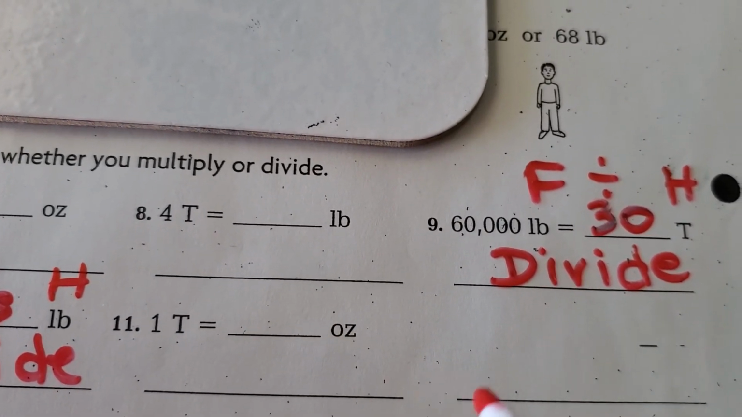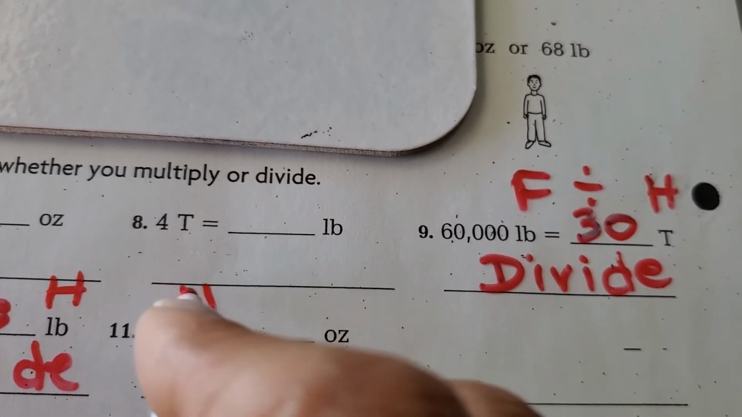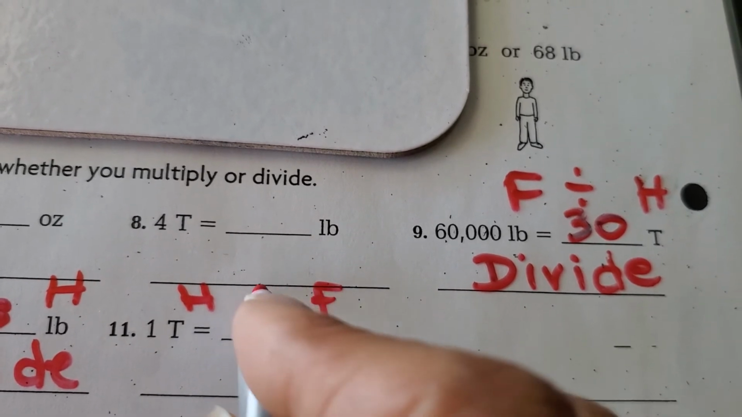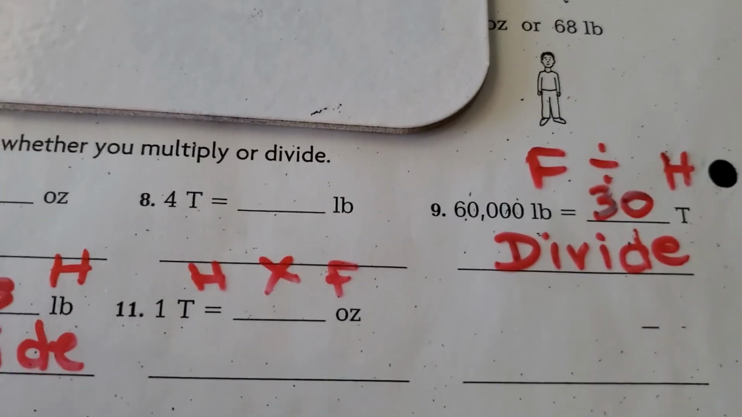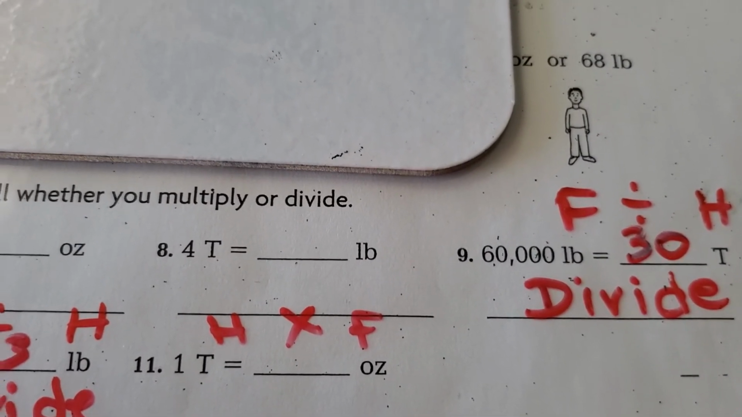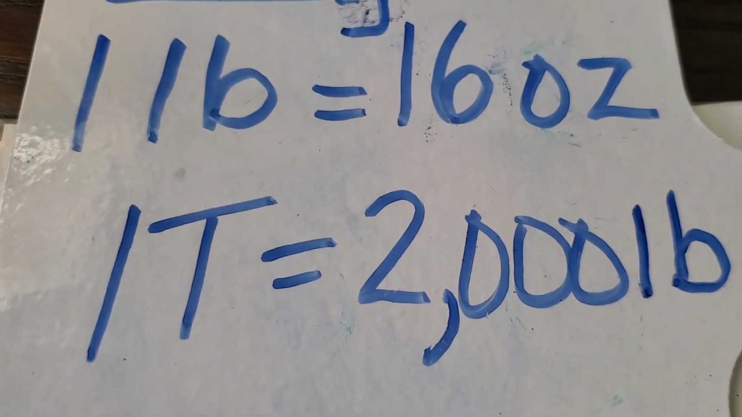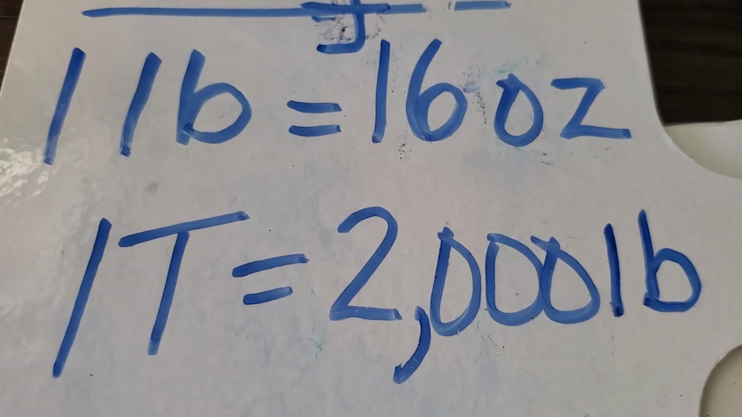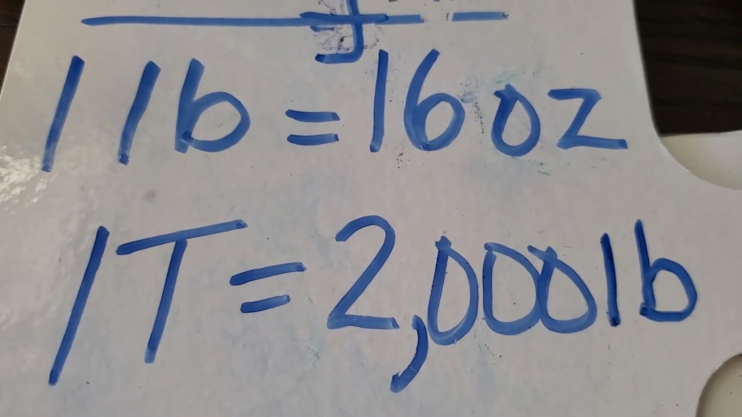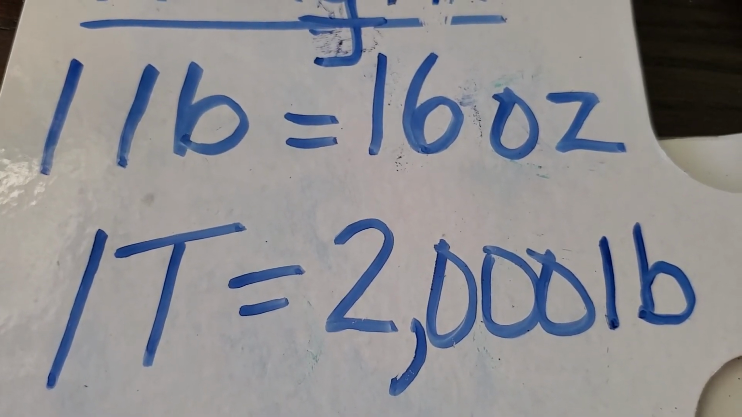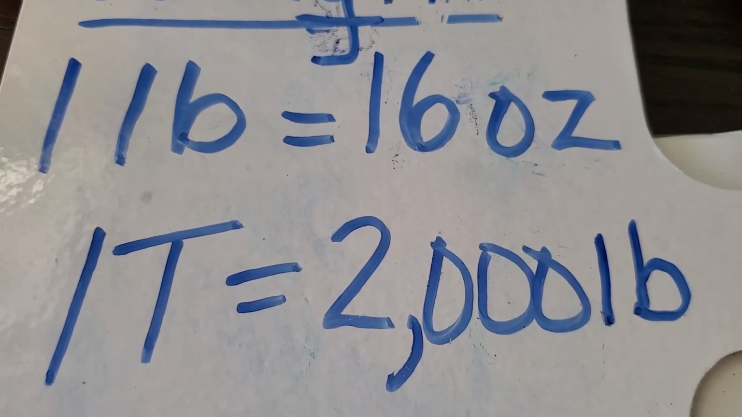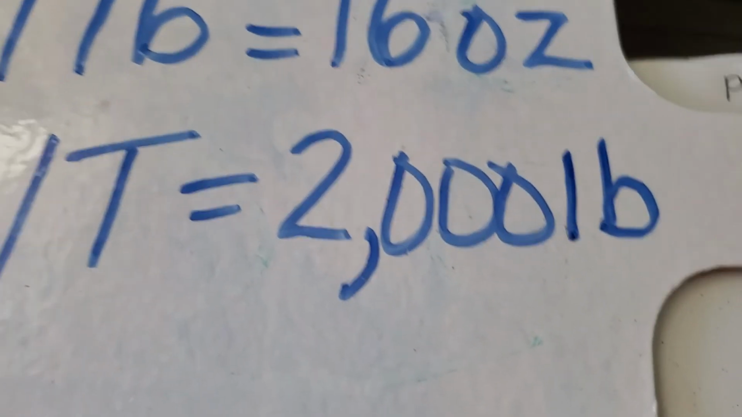Okay, tons to ounces. Large to small, what? Multiply. And you're thinking, ooh, this is going to be easy. I just have to multiply. But look at your conversion chart. It doesn't say 1 ton equals so many ounces, does it? It says pound. It says 2,000 what? Pounds. It doesn't say ounces. So this was a little tricky.